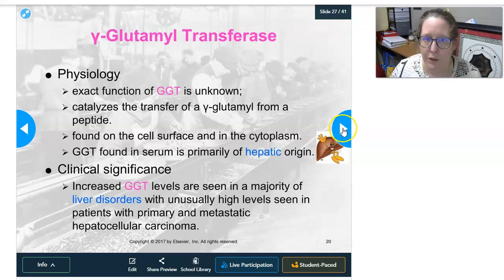And one of the ways you can use GGT is if your alkaline phosphatase is elevated in your patient and you wonder if it's liver or bone, where either one could be a possibility. Well, if you run a GGT, if there's a liver issue going on, it will often be increased also. But if the source of the alkaline phosphatase was bone and you ran a GGT, the GGT should be normal.